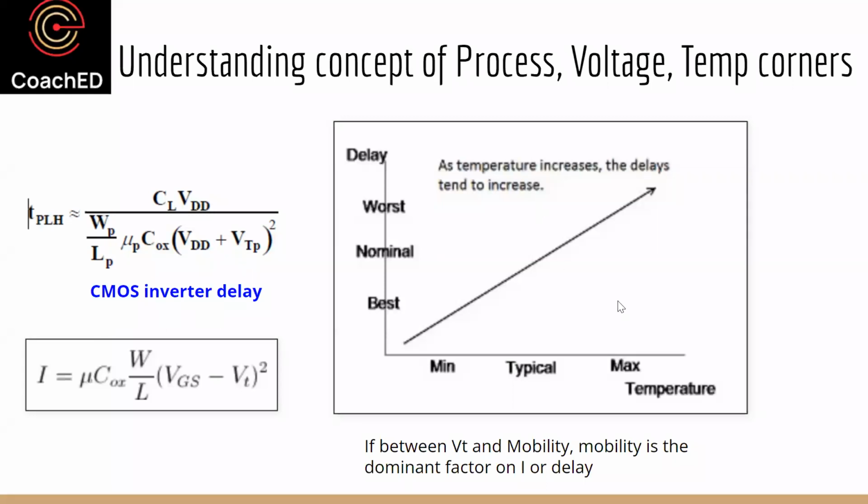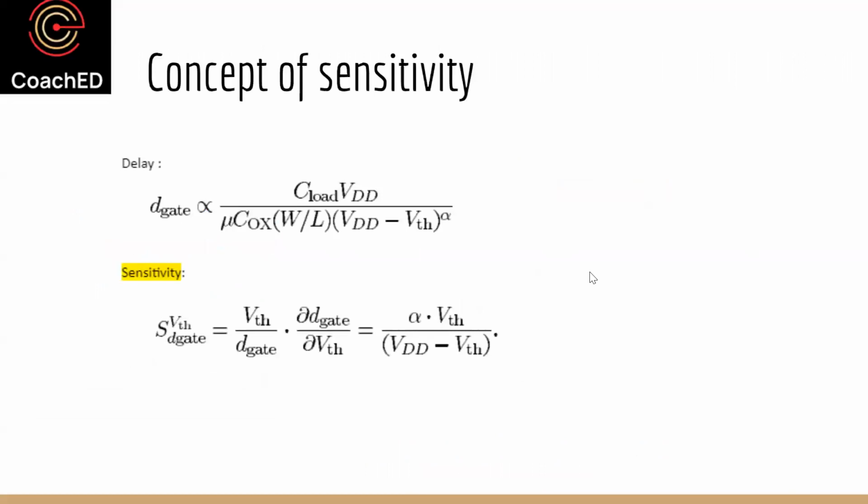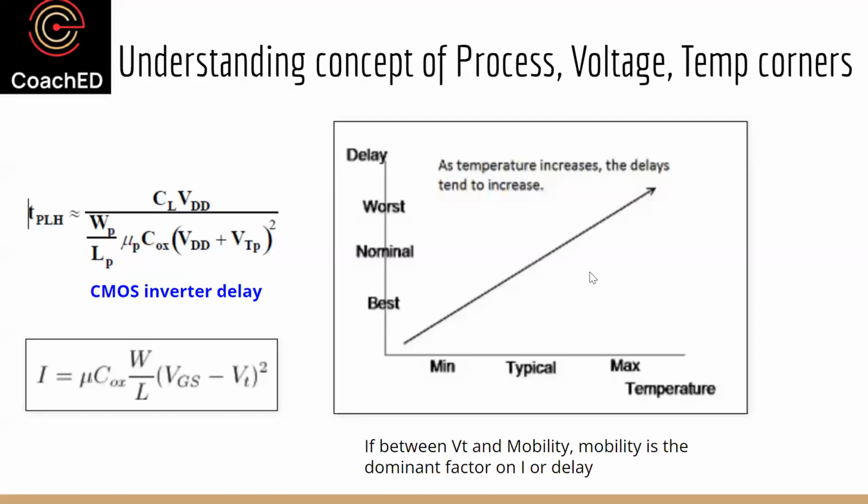Okay, so in this picture, even though it's shown that the delays tend to increase with temperature, it all depends on what the voltage is and what the temperature is. But in principle, if it is mobility, this picture is right. If mobility is degrading with high temperature, the current is dropping and the delays are getting worse. Now that's the concept of PVT, and since we have this variability, we have to analyze all these combinations: fast, slow, and typical.